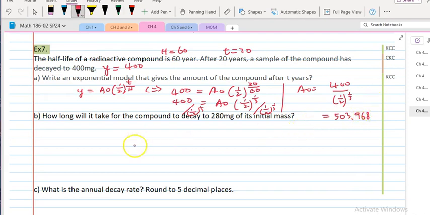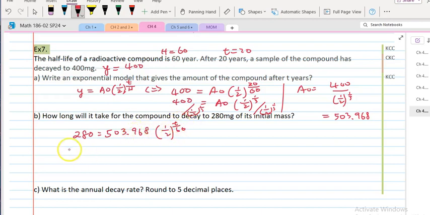503.968. Okay. How long would it take to decay to 280? So we continue to use this. 280 is equal to 503.968 times 1/2 to the power t over, what was the decay rate? 60, right? t over 60.